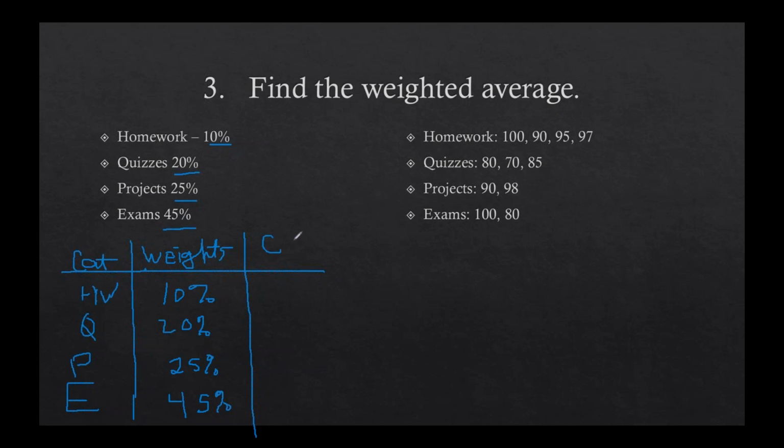Great. The next one is what we're going to call the category average. Okay, category average. And this is because when you look up here for homework, overall homework is 10% of your grade, and you have 4 homework assignments. Now, it's not that each one of these 4 assignments is 10%, it's that overall homework is 10% of your grade. So how would I find the category average of those 4 assignments?